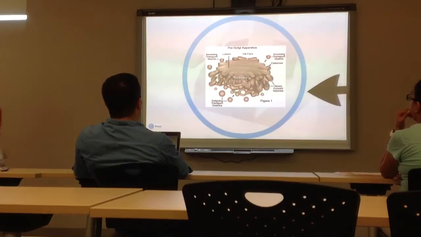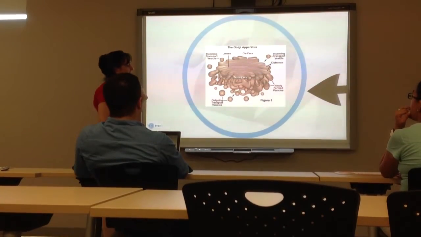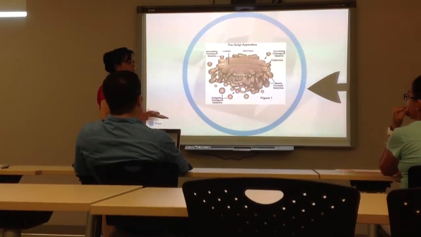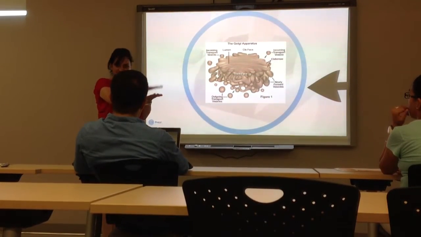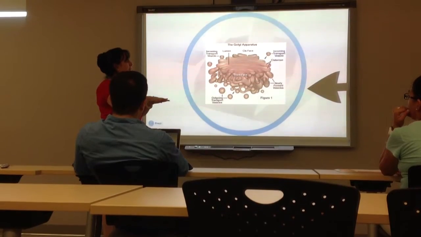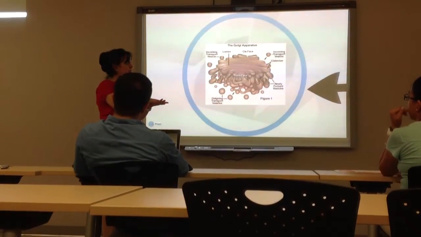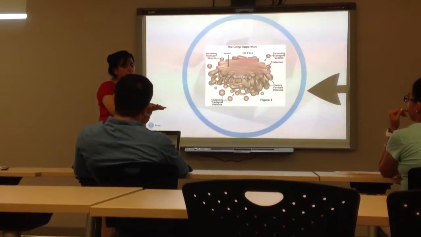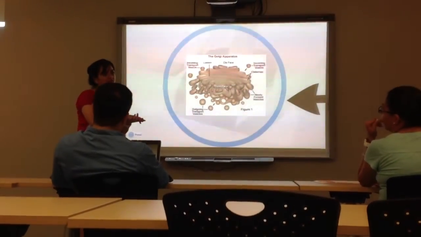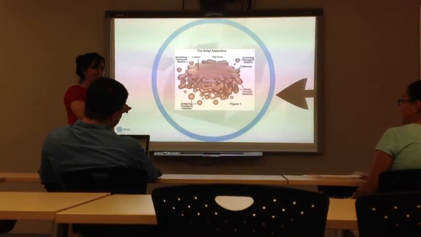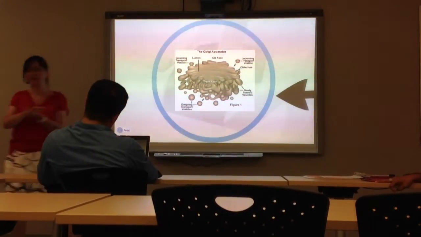The Golgi apparatus, or the Golgi body, is a group of flattened sacs that acts as a package delivery company in the cell. It's like our DHL. Is it clear for you? Yes. Okay.